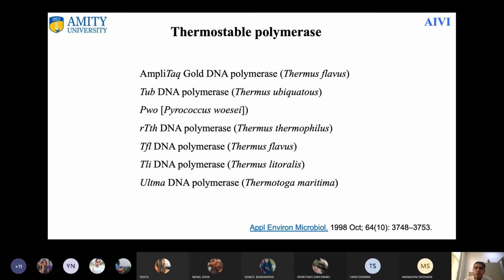Does anyone want to ask about the thermostable enzymes, please let me know. Anything that you want to know about the DNA polymerase or the thermostable enzymes, how they act, what they need, how they work. Any query? No, sir, no query. Yes, sir.